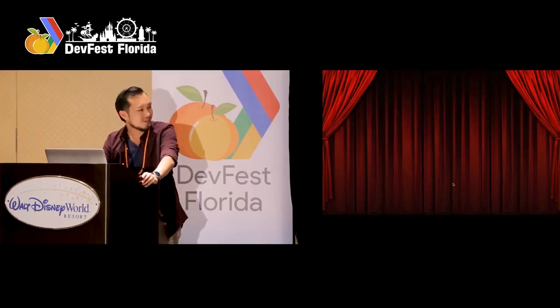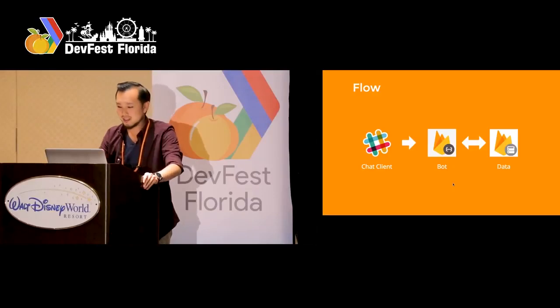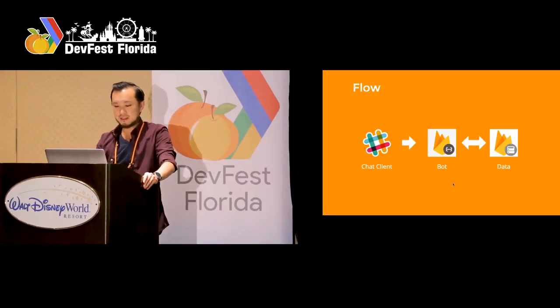So let's go behind the curtain and see how this actually works, the implementation details. The flow is Slack talks to the Firebase function server, which is pretty much your bot. It handles the business logic. And the Firebase function server, or your bot, talks to the database to do some work or update something, comes back, and then the bot responds to the chat client.